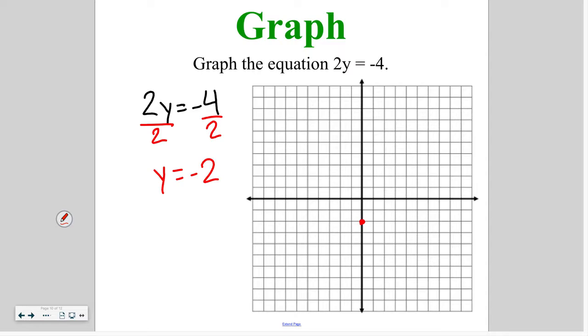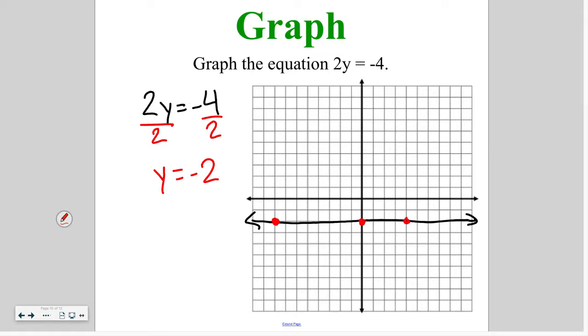What this is telling us now is that y is constantly equal to -2. So that first point I graphed was at (0, -2). Another point that I could graph is at (4, -2). Another point would be at (8, -2). So when I have just y by itself, it is going to give me a straight line going horizontally across the graph.